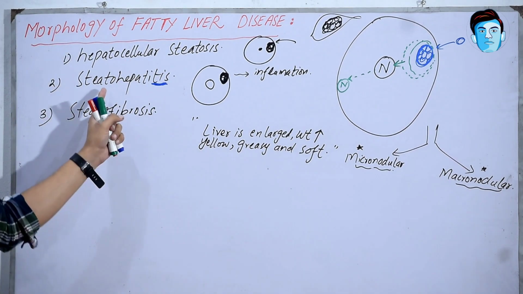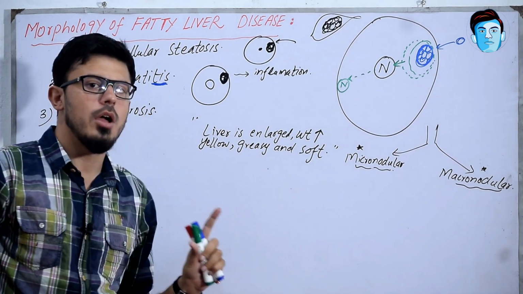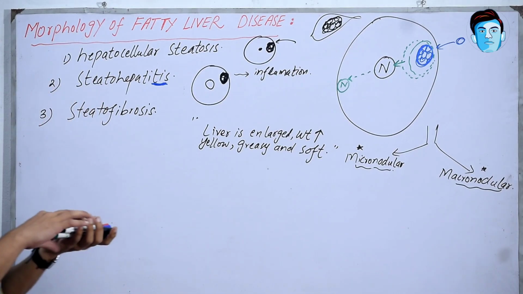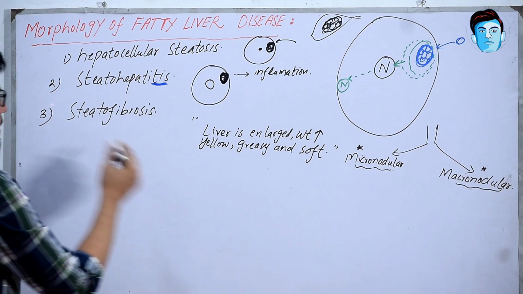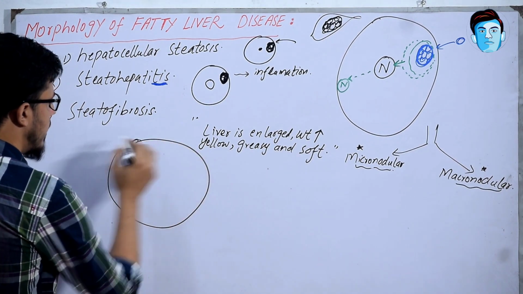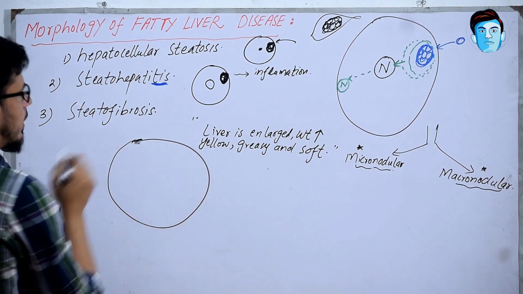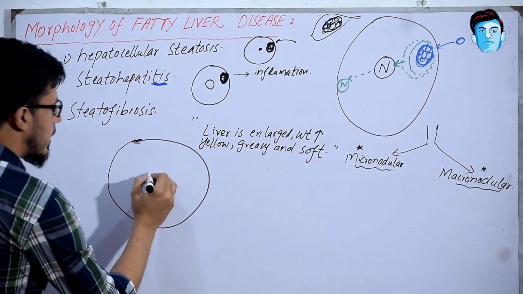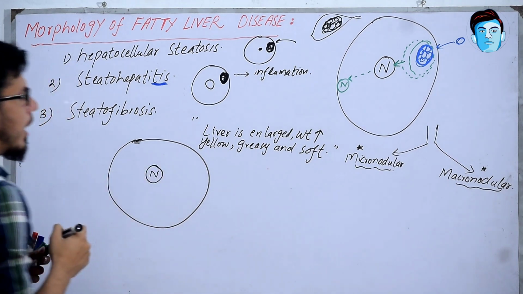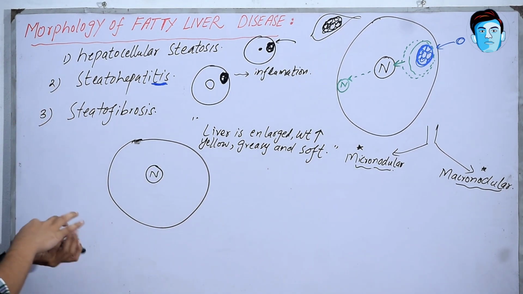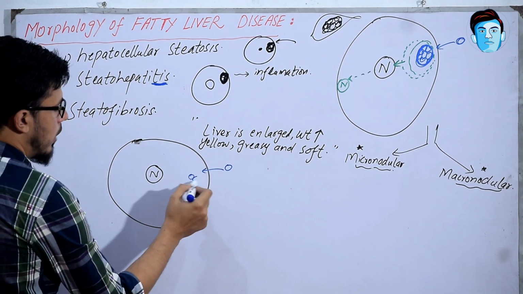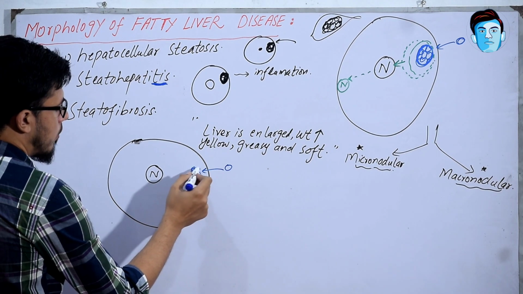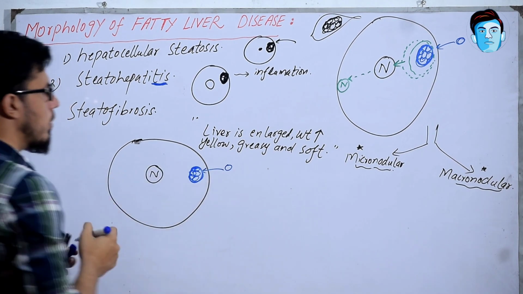Now talking about the steatohepatitis. In the steatohepatitis, I already told you that there will also be accumulation of fat. Say this is a liver cell or hepatocyte. In the center there will be a nucleus, and whenever fat gets accumulated, say this is fat, it will form a fatty globule.